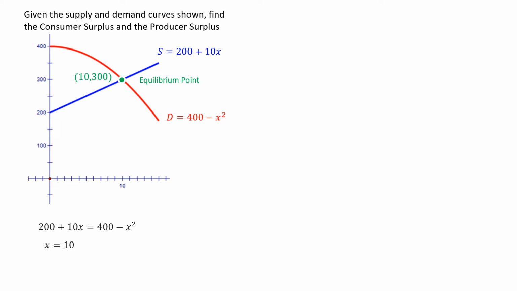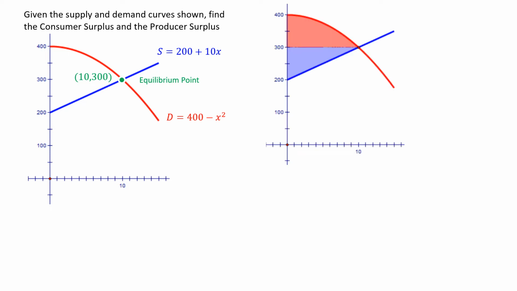And now that we know the equilibrium point, we can go about the business of finding the consumer and producer surplus. You'll remember from the lesson that the surpluses are the shaded areas in this diagram. So to get the consumer surplus, we'll integrate demand minus equilibrium price. This integral, if you do the work, which is not shown here, you'll get 666 2/3.